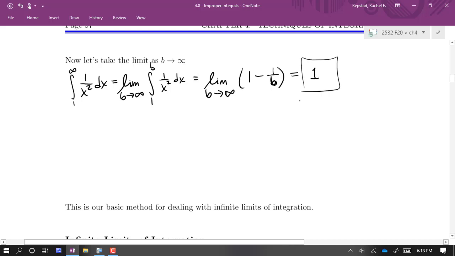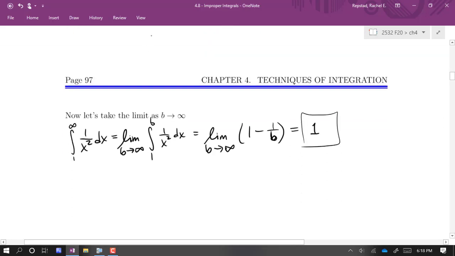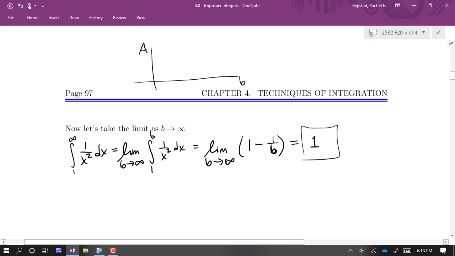So that total area under the curve is limited. It's going to keep getting bigger, but if I were to chart a graph of the area, depending on where we stop, it would keep approaching 1. It would be limited. So it keeps increasing, but not very fast.